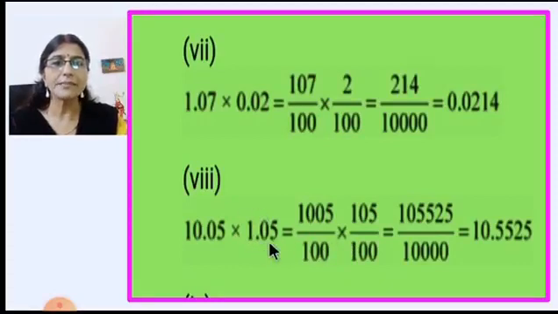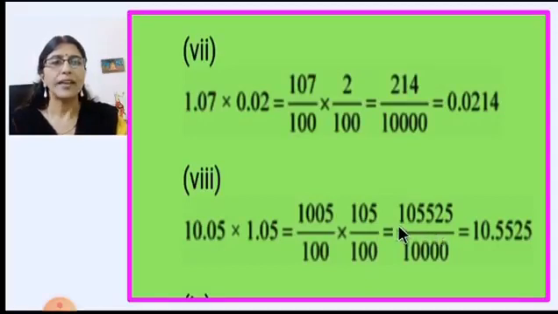Same way this decimal number also we will convert into fraction. Here you see two decimal places are there. So again both numerator and denominator will be multiplied by 100. When you multiply by 100, the point will be removed. Here 100 will remain, which we write in the denominator. Now you are going to multiply these two numerators. 1005 into 105. When you multiply, you will get this number.